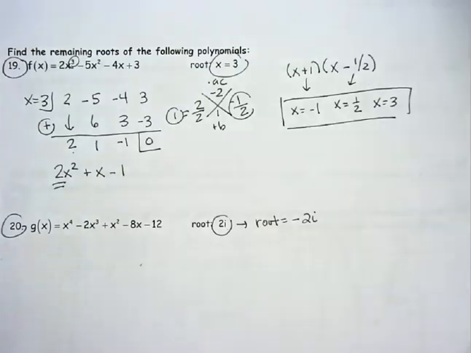We talked about our complex conjugate theorem. These are complex numbers. Conjugates are the positive and the negative versions, and they occur in pairs. So you can't have one without the other.